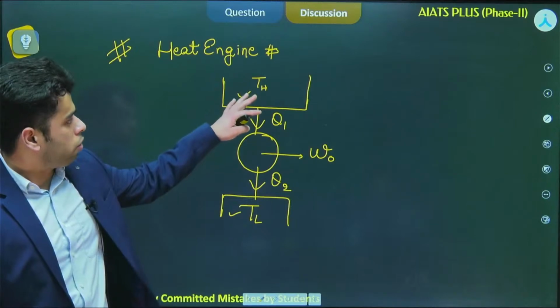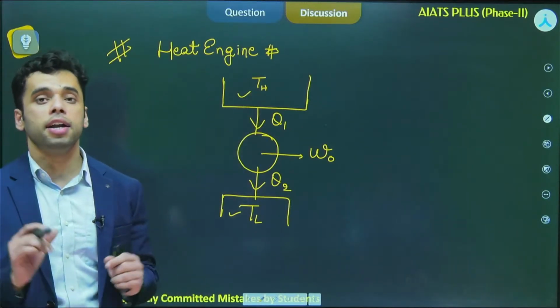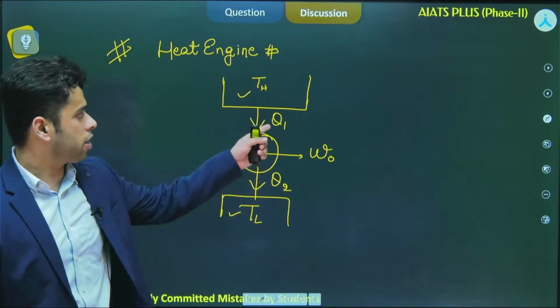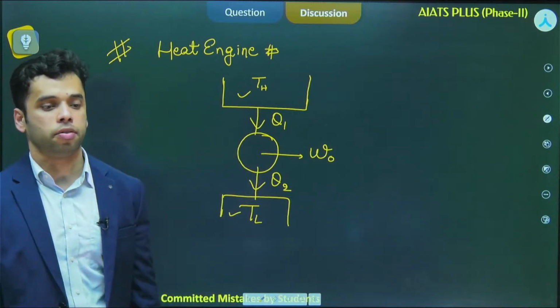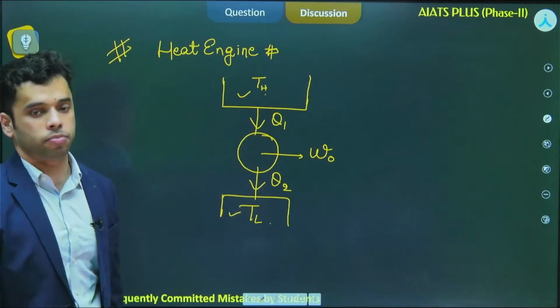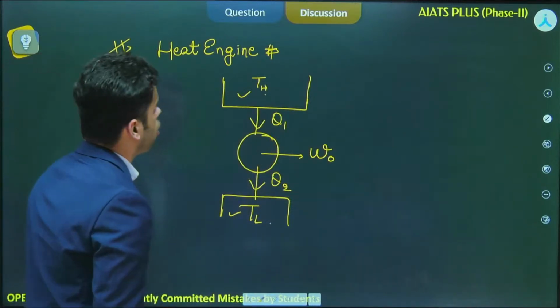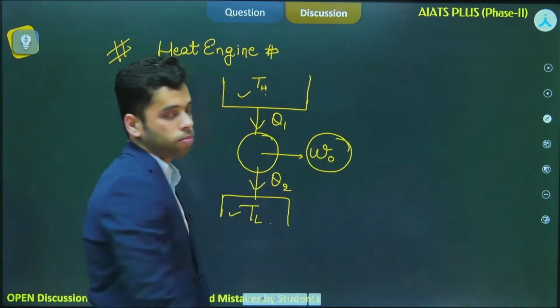Now, what is the purpose of saying that these two have infinite heat capacity? The purpose is that even if you extract heat or even if you reject heat, there is not going to be a change in the temperature, right? So the temperature is going to remain constant for both of these, TH and TL. This is the basic construction of the heat engine. What is the purpose of the heat engine? The purpose of the heat engine is to give us some work output, right?